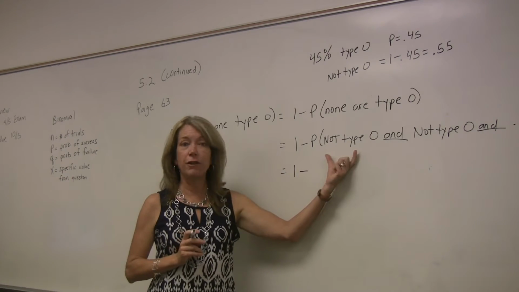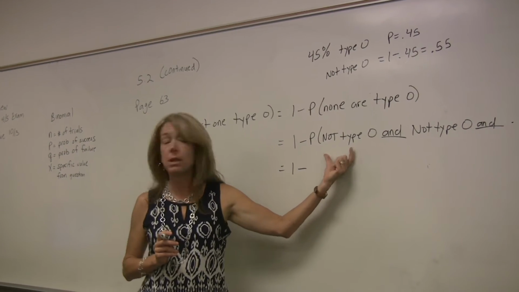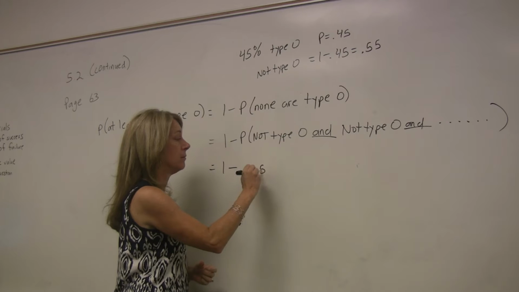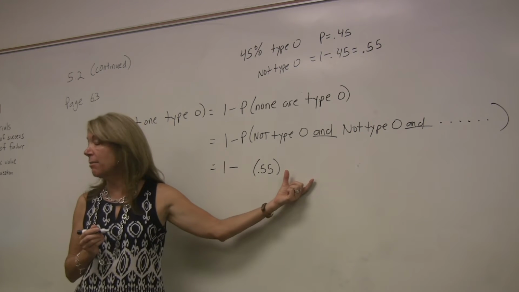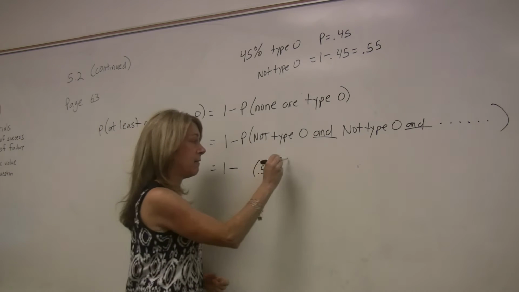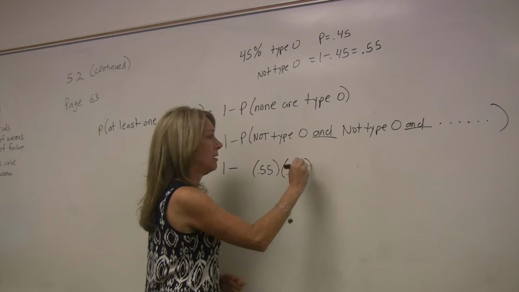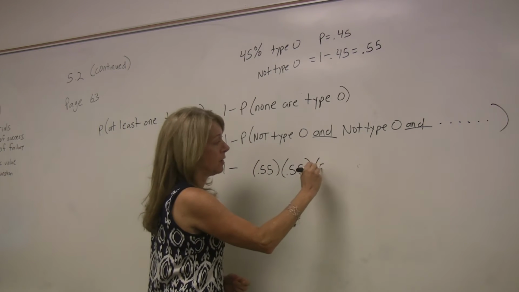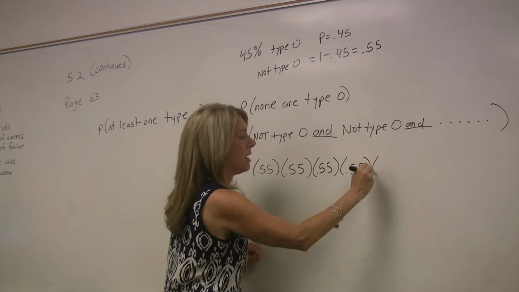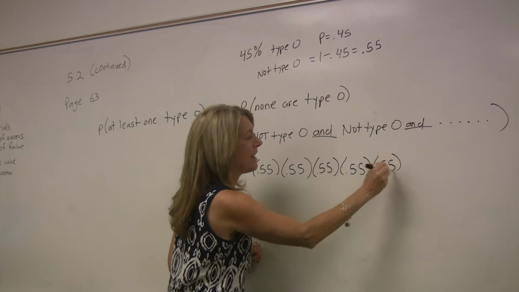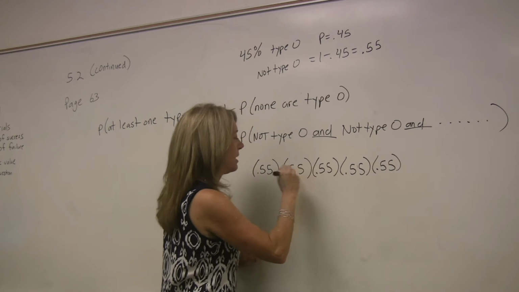So if there's a 0.45 probability that you are type O, there's a 0.55 that you're not type O. So what's the probability the first person is not type O? 0.55. And the probability the next person's not type O? 0.55. And the next one? 0.55. And the fourth one, 0.55. And the fifth one?